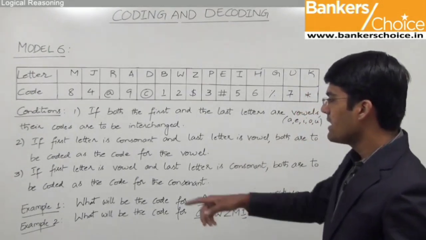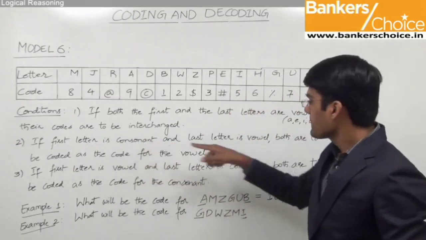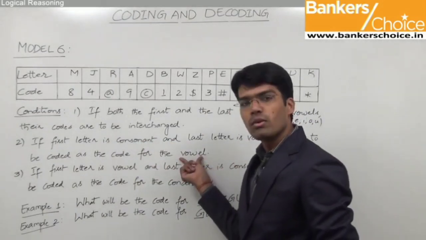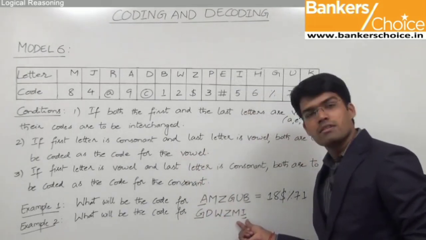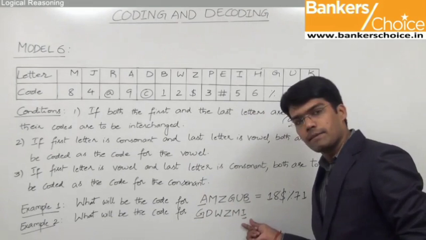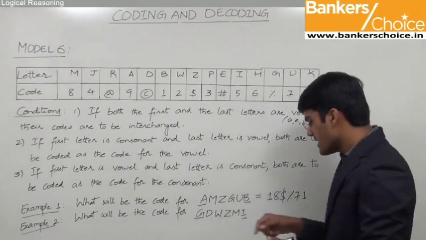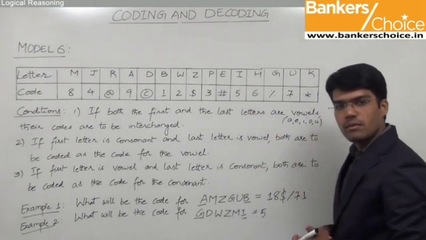And that condition is nothing but condition number 2, which says if the first letter is a consonant and the last letter is a vowel, both are to be coded as the code for the vowel. That means here both the consonant and the vowel must be coded as the code for I. The code for I is 5. So G can be taken as 5. Remaining letters are as given in the table.